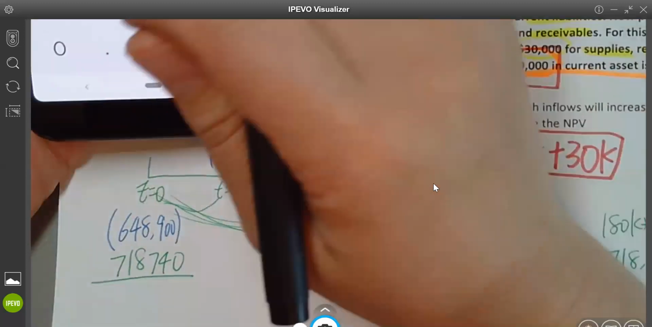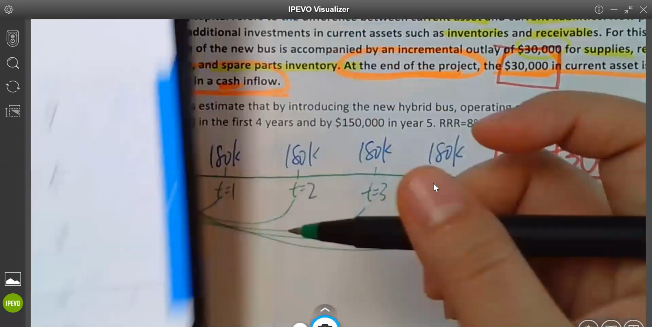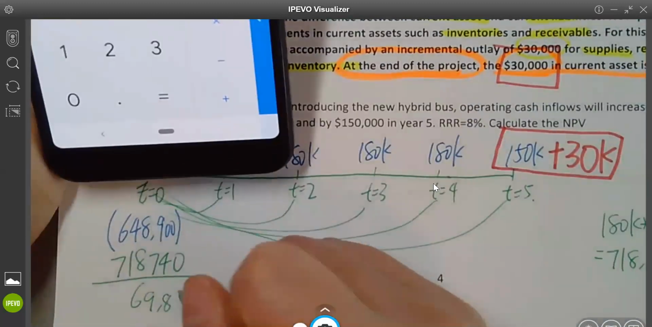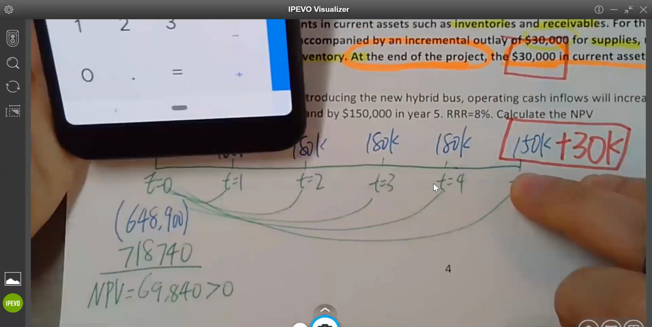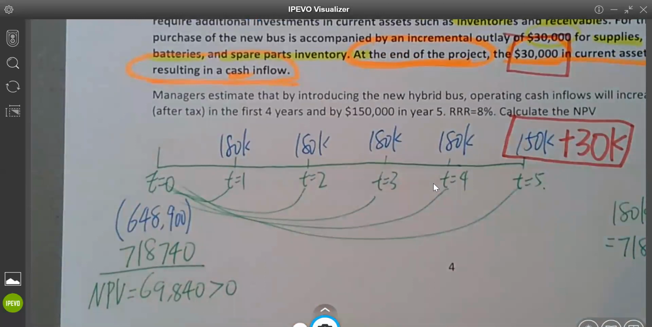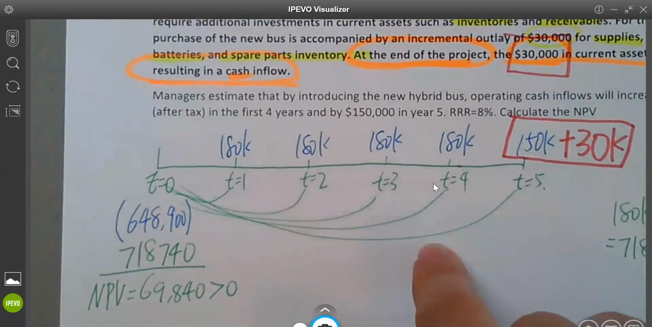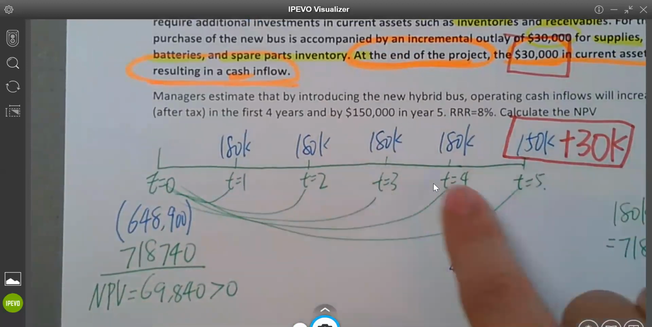So what is your NPV? NPV is positive, right? So 69,840. That is our net present value. It's positive. We should go ahead and invest. Okay, no trick. Another way to do that is some students do 180, 180, 180, 180 for the first 4 years, and then in the 5th year, they do 150. So you do the 4 years using table 4.